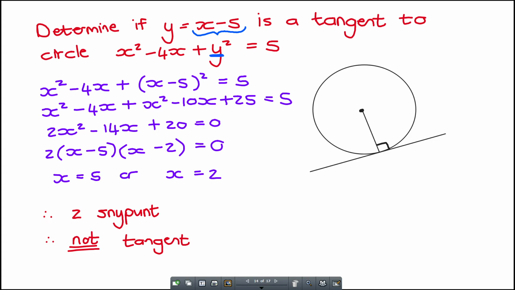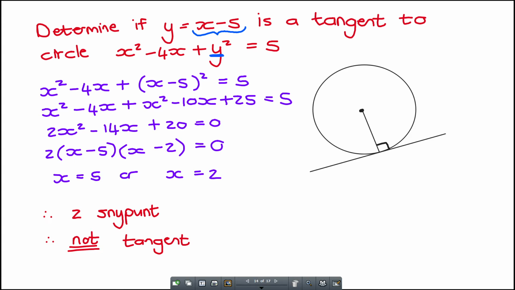Not a tangent. Nee, onthou, die vraag het oorspronklik vir my gevra: determine if that is a tangent to the circle. Nee, hulle sal nie vir jou vra bepaal of dit 'n koord is. Hulle gaan eerder vir jou vra, sou dit dan nou koorde vorm, of iets in daai lyn. Ja. Okay. You guys good?